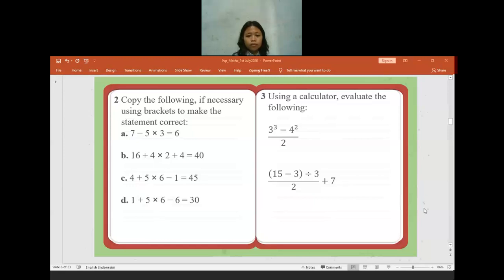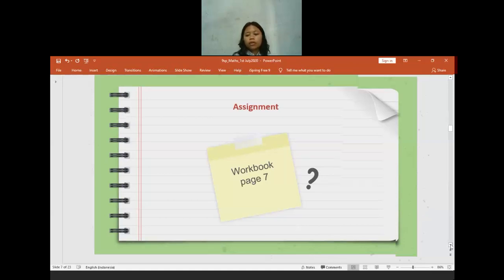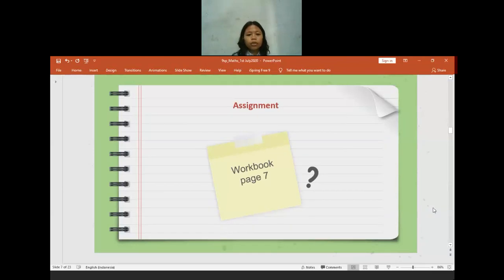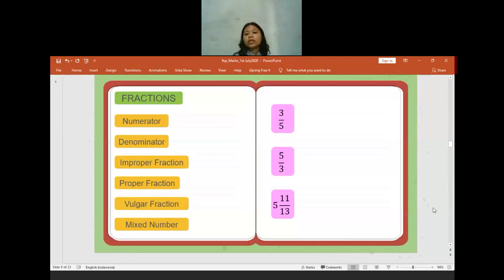Okay. Before I continue to chapter 4, I give you a homework. The homework is only doing the workbook page 7. It's not much. Only one page and the questions will not be that many. So please kindly do it. If you have any difficulties, feel free to ask me, okay? For chapter 4, let us continue. You can open your textbook page 30 for chapter 4.